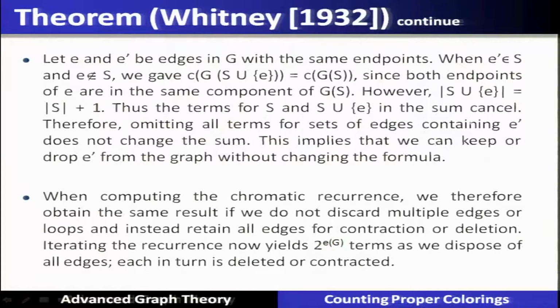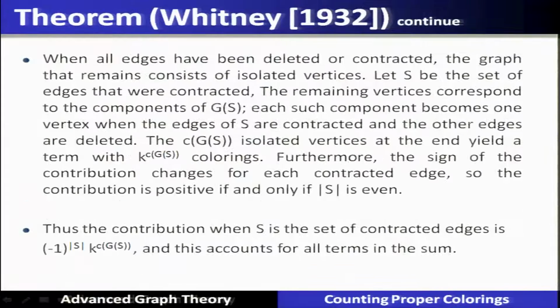When computing the chromatic recurrence, we therefore obtain the same result if we do not discard multiple edges or loops, and instead retain all the edges for contraction or deletion. Iterating the recurrence now yields 2 raised to the power e terms as we dispose of all the edges. Each in turn is deleted or contracted. When all the edges have been deleted or contracted, the graph that remains consists of isolated vertices.